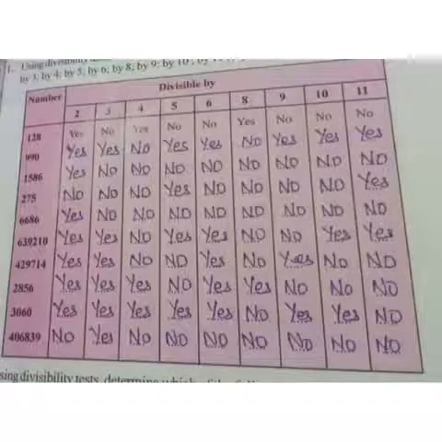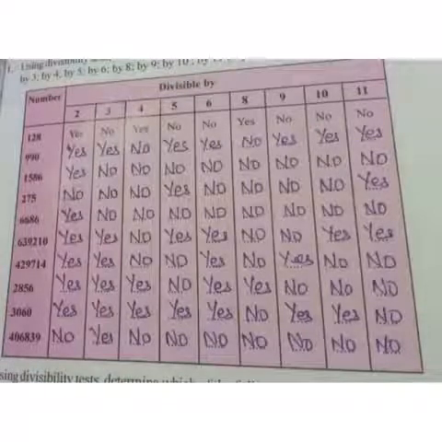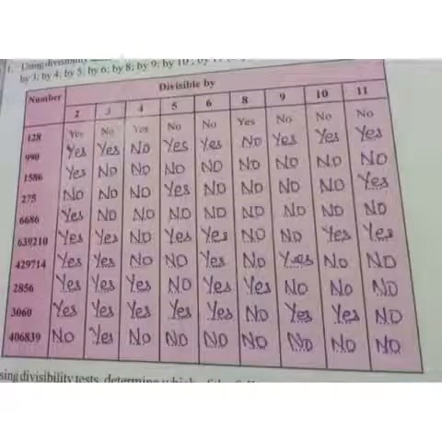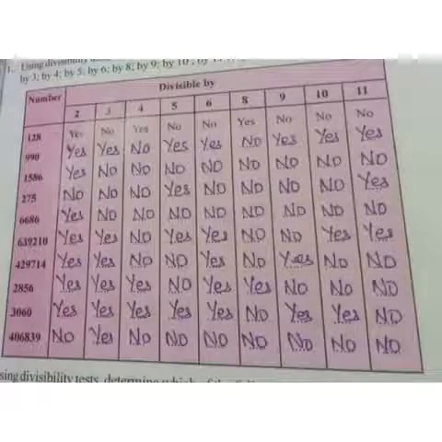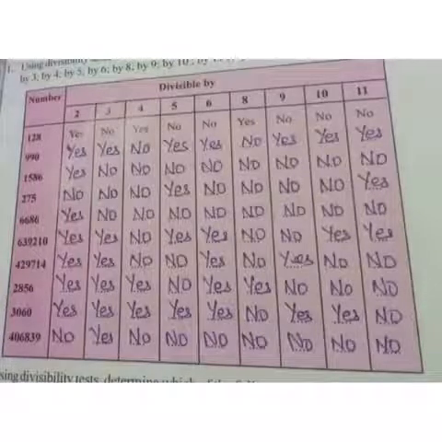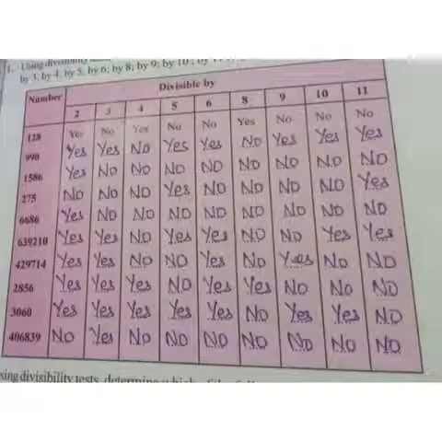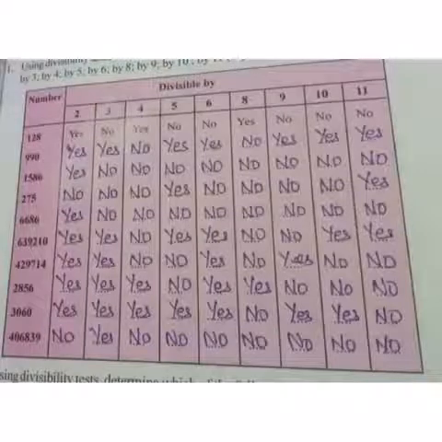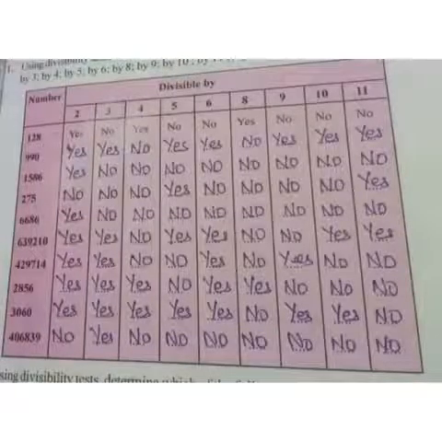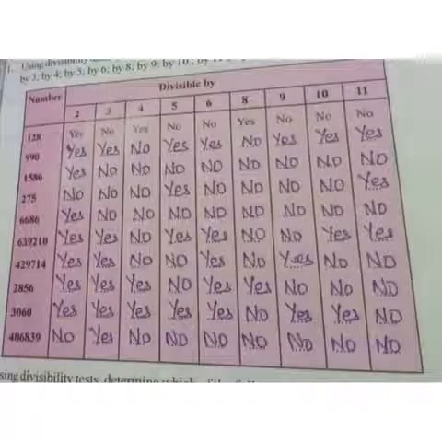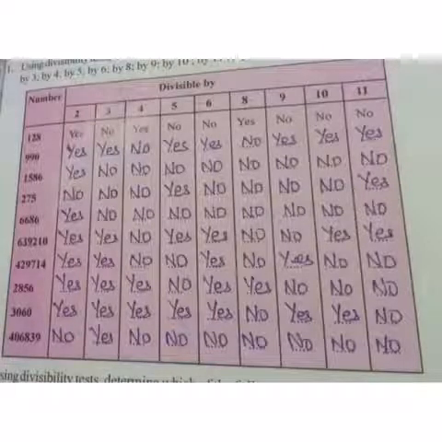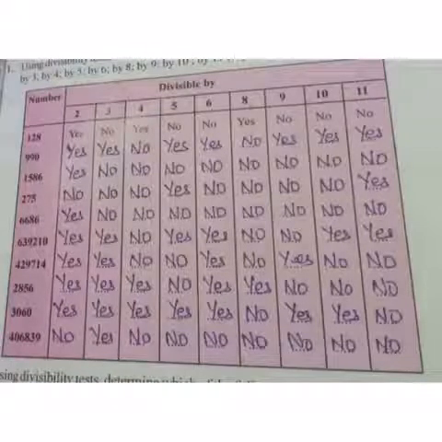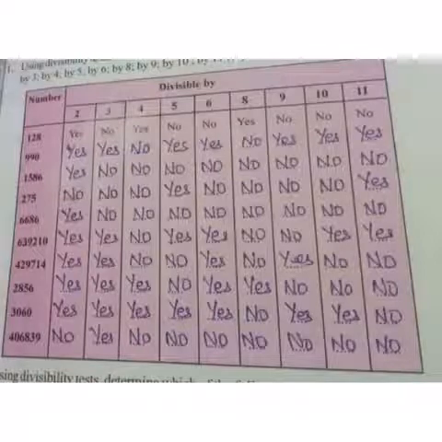Then the next number is 1586. Children, at ones place it is 6, so it is divisible by 2. When we add all the digits of this number, 1 plus 5 plus 8 plus 6, it gives 20, which is not a multiple of 3 or cannot be divisible by 3. So this number is not divisible by 3. Then it is not divisible by 4. Then again, because it is not divisible by 2 and 3, it is not divisible by 6 also, and not divisible by 8, 9, 10 and 11. So this number passes the test of only number 2.